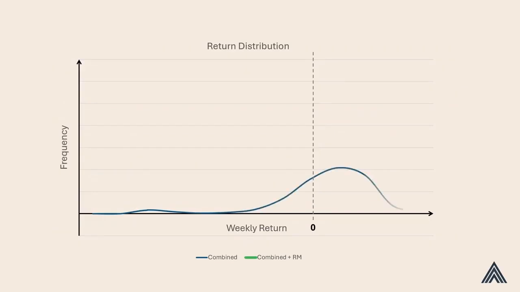Adding these protections slims down the left tail even further and caps it, resulting in a strategy that is able to safely and frequently profit from known market inefficiencies.